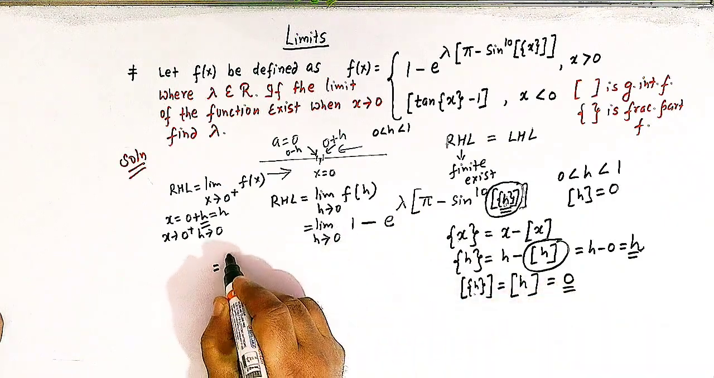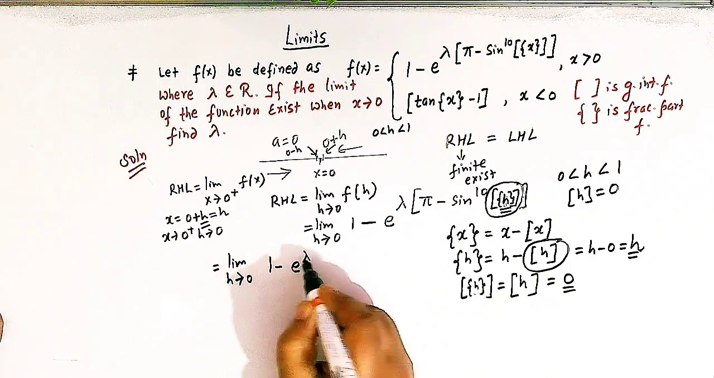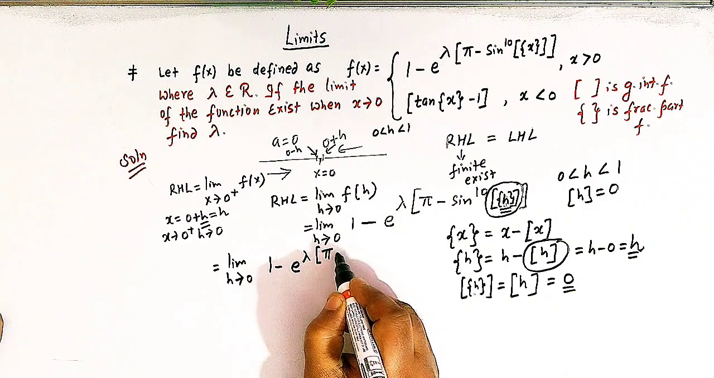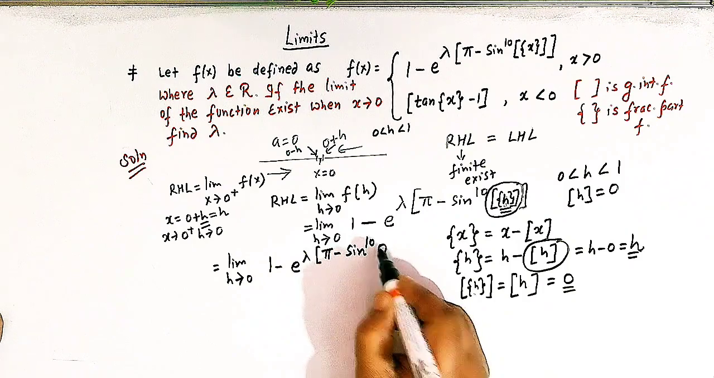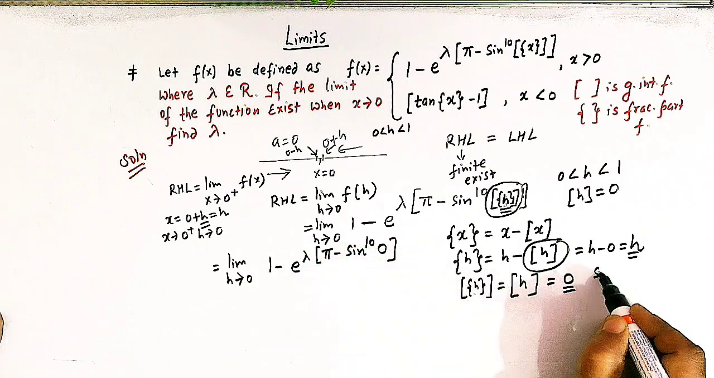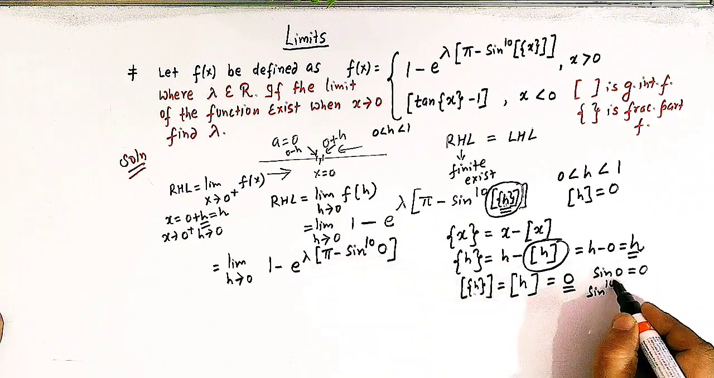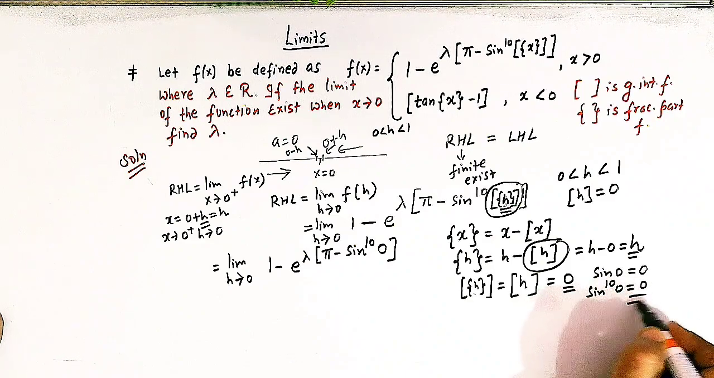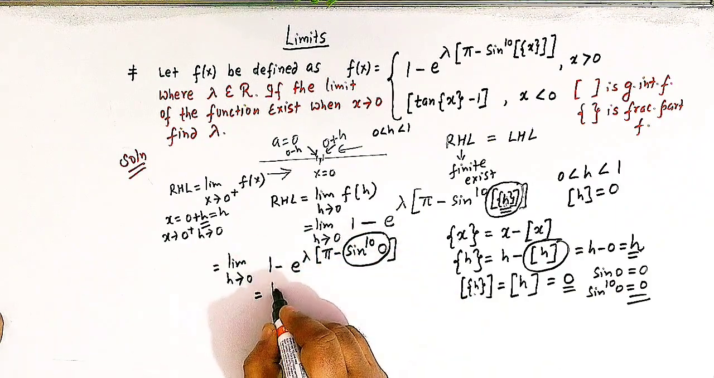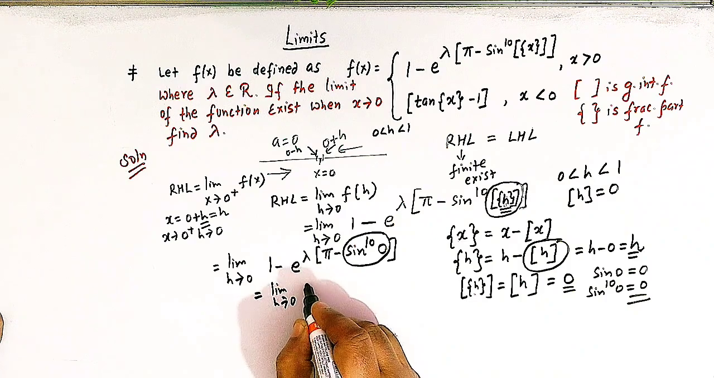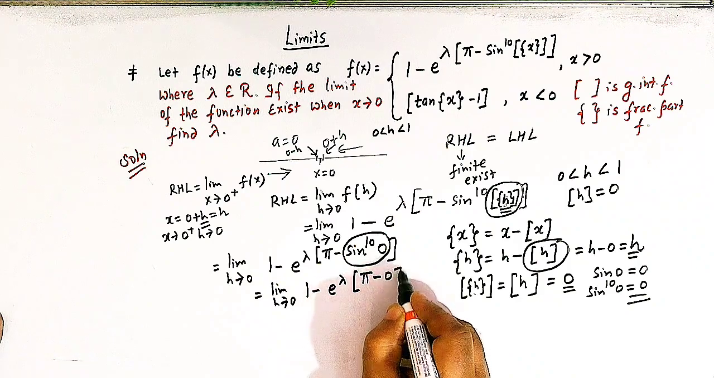So now we have this limit h tends to 0, we have 1 minus e raised to lambda, and here we have greatest integer of pi minus sine raised to 10, and here we have 0, right? And sine 0 is equal to 0. So the sine raised to 10, 0 is equal to 0, right? So this term is also equal to 0. So now we have limit h tends to 0, 1 minus e raised to lambda, and here we have greatest integer of pi minus 0, right?